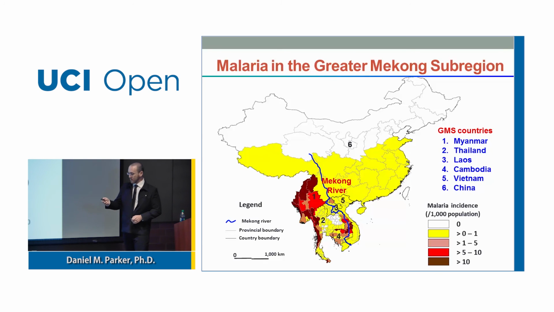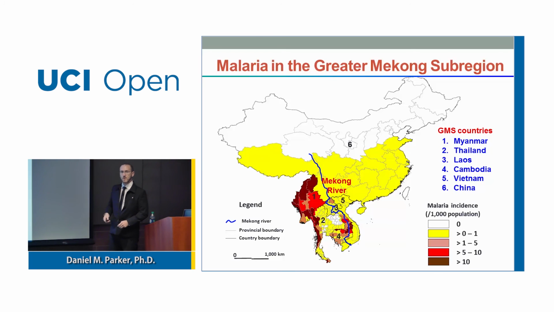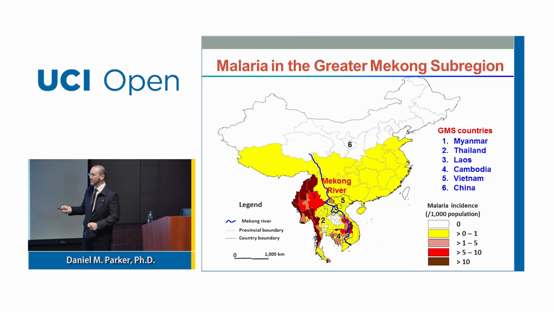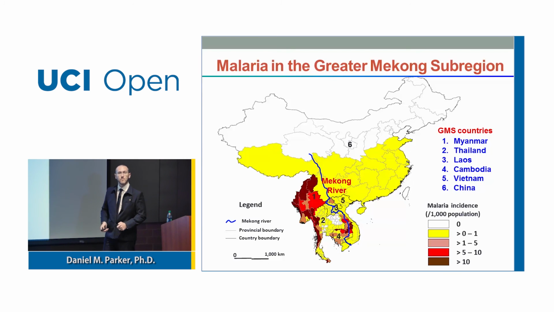Moving now to the greater Mekong subregion, so that's this area here, you can see that throughout most of the area, there's relatively low transmission. So the yellow parts are where you have about one or less cases per 1,000 people per year of malaria. So that's pretty low transmission of malaria, and that's for most of the area. But the other big thing that you can take away from this map is that it's highly heterogeneous. So if you look at Myanmar, which is this country here that's labeled with the number 1, you can see that there's relatively high transmission there.